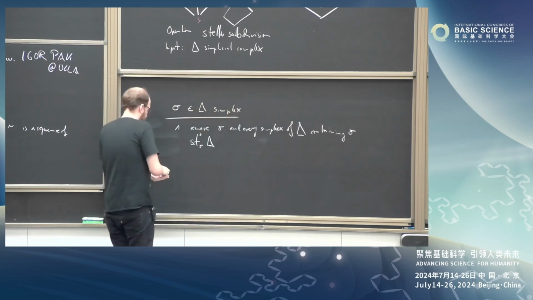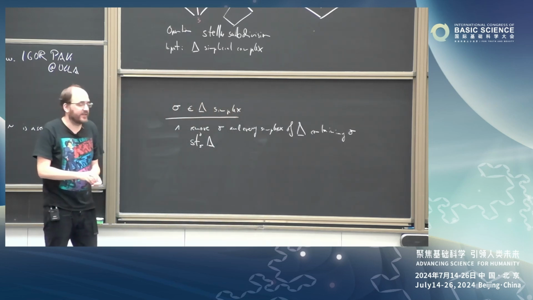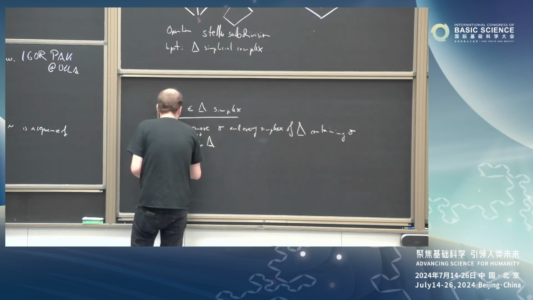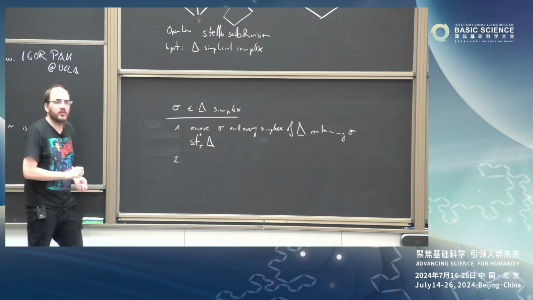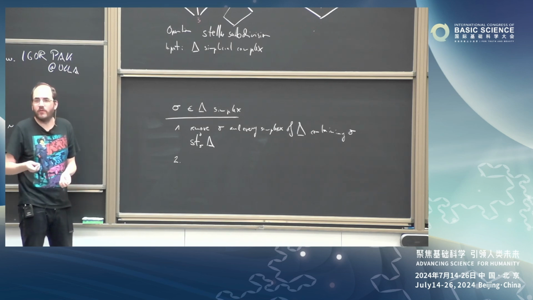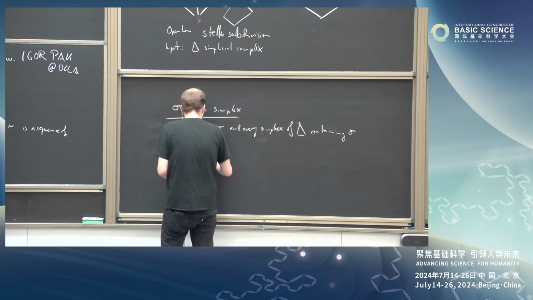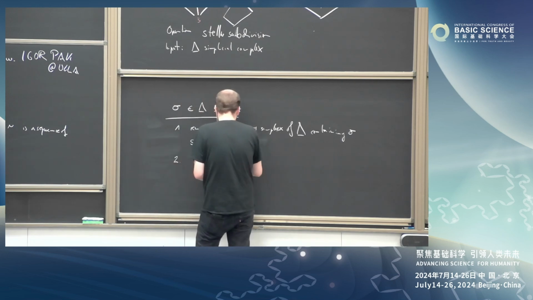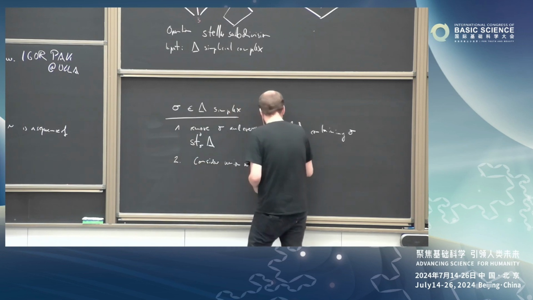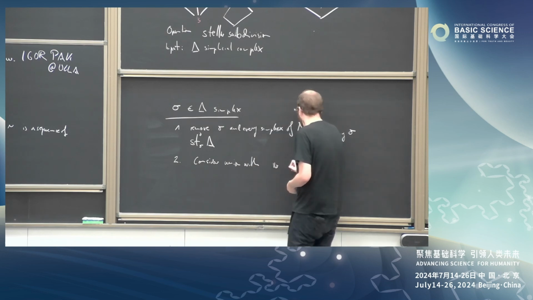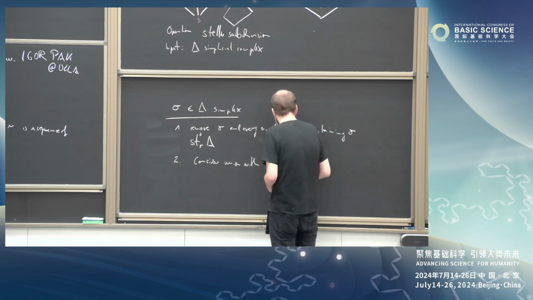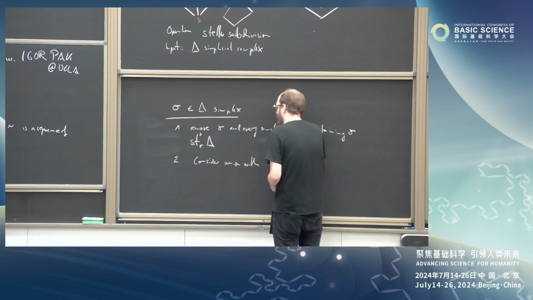So what I then do is I want to fix it up again. The next step is I add the cone over the hole that I left. Okay? Consider the union with the cone. So I take a new vertex that I introduce artificially, and I take the free join over the boundary of the hole that I just left.